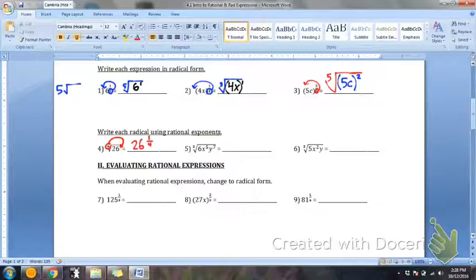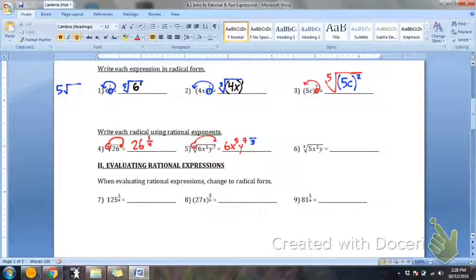Okay, number 5. I have a cube root out there, so that becomes my denominator. So I have 6x to the 5th, y to the 7th. Now, if I put my denominator here, what's the numerator? It's not 7? The 5 and the 7.